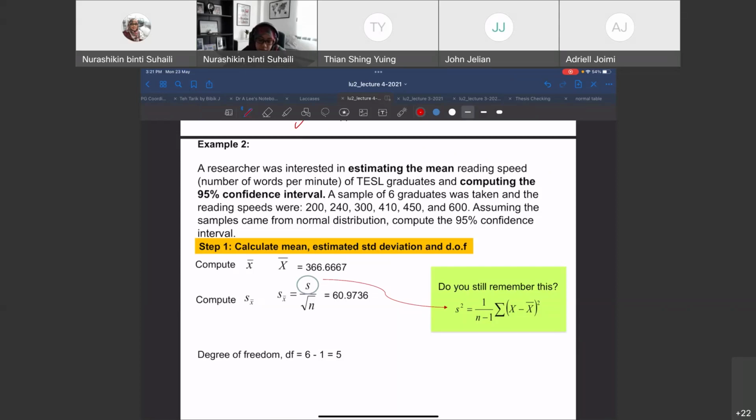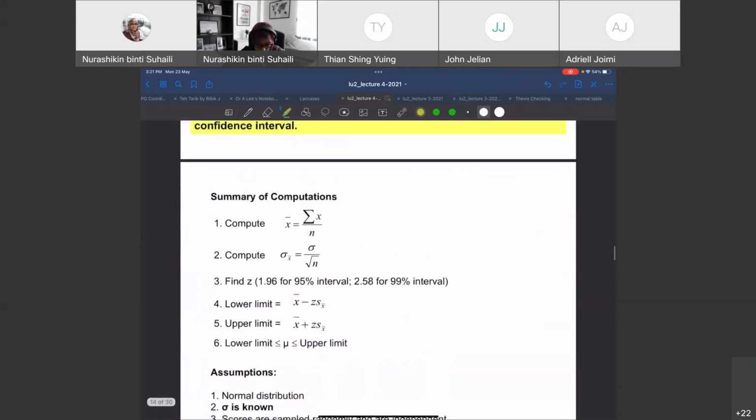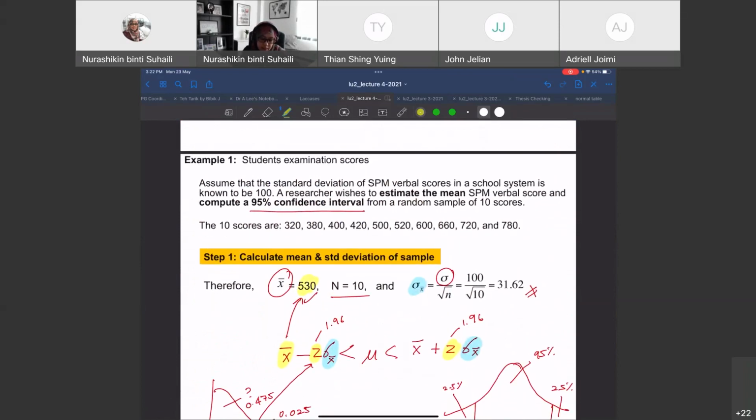So what kind of information do we have here? It's a 95% confidence interval, but we are not given any information about the population standard deviation. It's not stated, unlike the first problem that we went through. That one stated that the standard deviation of the SPM school system is known to be 100. Although it doesn't mention population standard deviation directly, we have to understand the problem, and in this case the whole school is the population. That's how we know it refers to the population. That one is when the population standard deviation is known, is given.